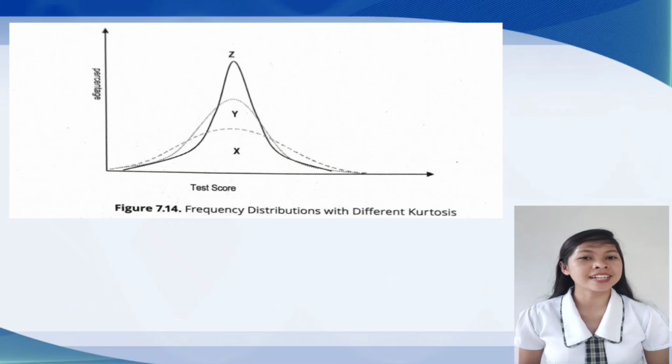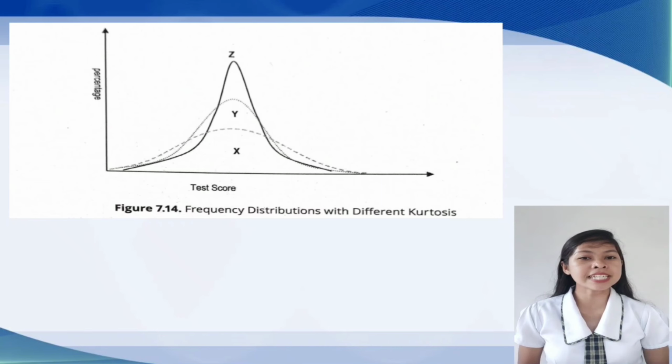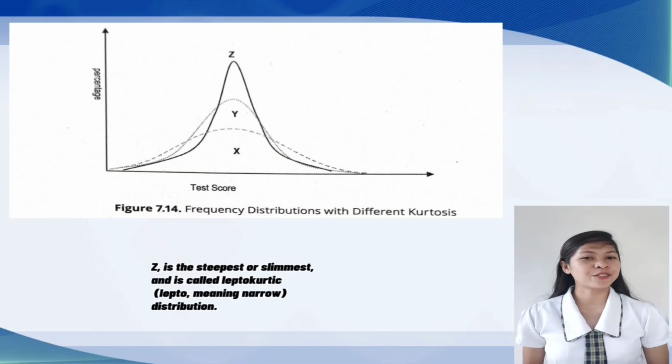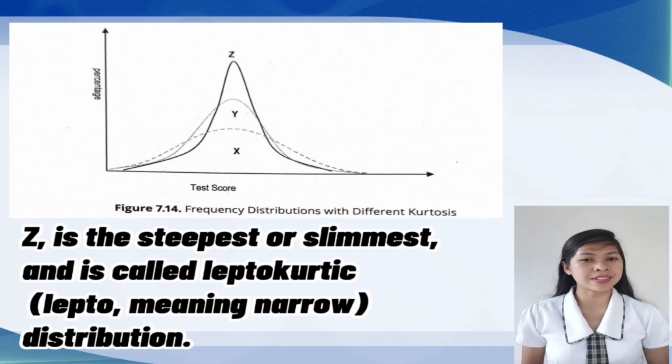Now, for Y. Y is the normal distribution and it is mesokurtic. Meso meaning intermediate distribution. Look at Y in the graph. It is bell-shaped. And Z is the steepest or slimmest and is called leptokurtic. Lepto meaning narrow distribution. Look at the graph. As you can see, Z is sharply peaked with heavy tails.